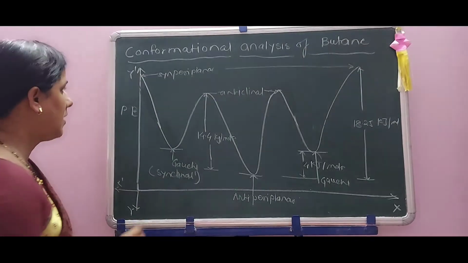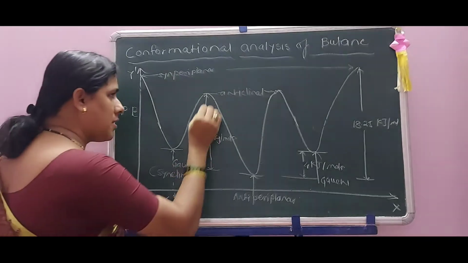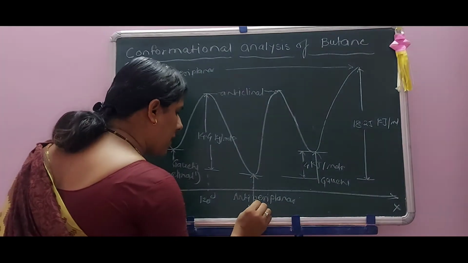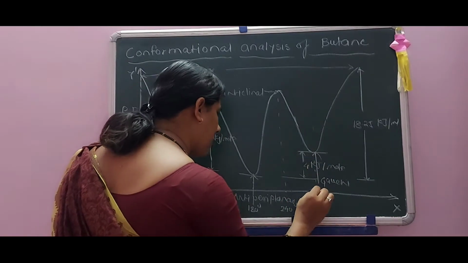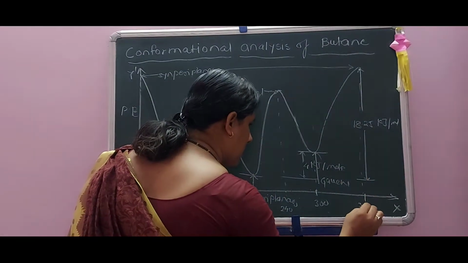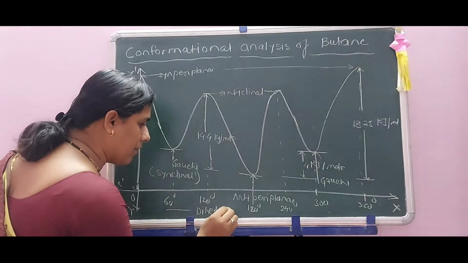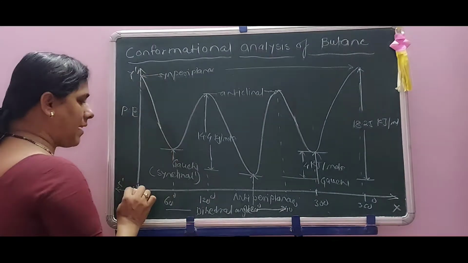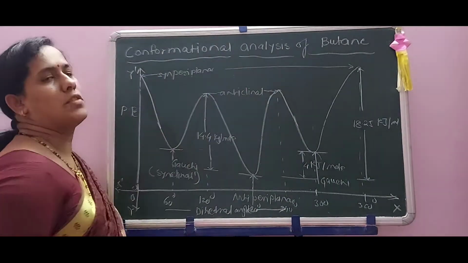Actually, as in this representation, first I am completing it, then I will give you the explanation. This is about 0 degrees, this is 60 degrees, this is about 120 degrees, this is 180 degrees, this is 240 degrees, here 300 degrees, and from here 360 degrees. In this fashion we write the dihedral angle. This is the y-axis, this is the x-axis. This is the representation of the conformational analysis of butane.